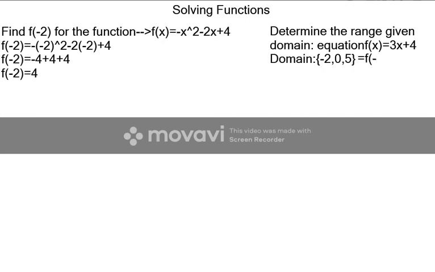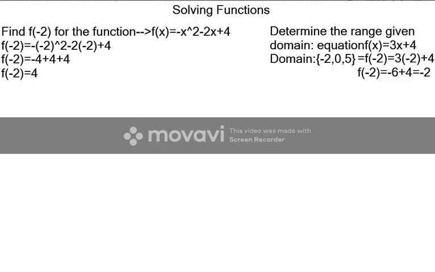f of negative 2 equals 3 times negative 2 plus 4. Okay? And then from here, f of negative 2 is equal to 3 times negative 2, which is negative 6, plus 4, which is equal to negative 2. So you know that f of negative 2 is equal to negative 2. So when the domain is negative 2, the y value, or the range, for this given equation is negative 2. Let's go to another example, right?